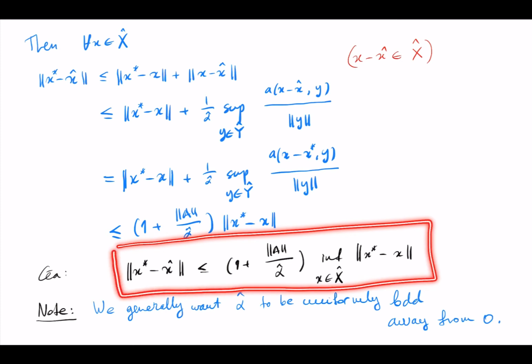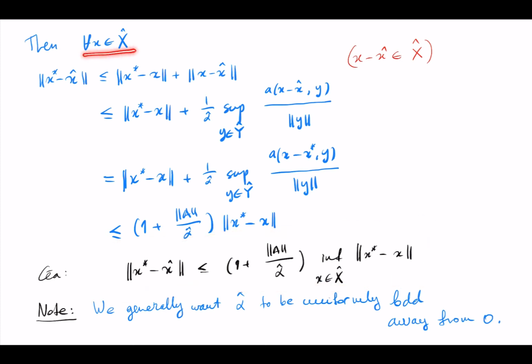Because x was an arbitrary element of X hat, we get that the error of the Petrov-Galerkin method is quasi-optimal, meaning that it is bounded, up to some constant, by the error of the best approximation from X hat. And let's look at the constants here. Here we have just the norm of the operator, or the norm of the bilinear form A. So once the problem is fixed, this constant is fixed.